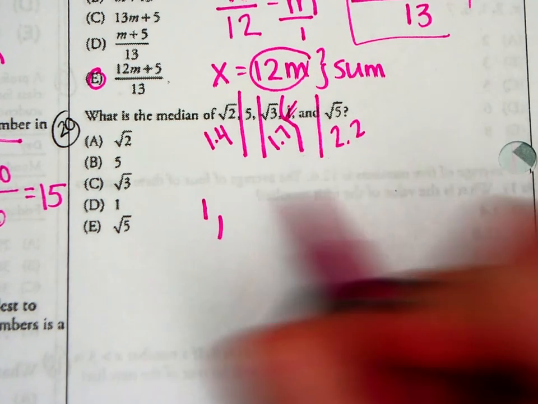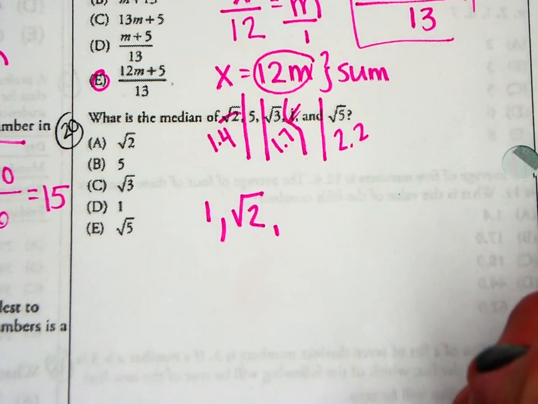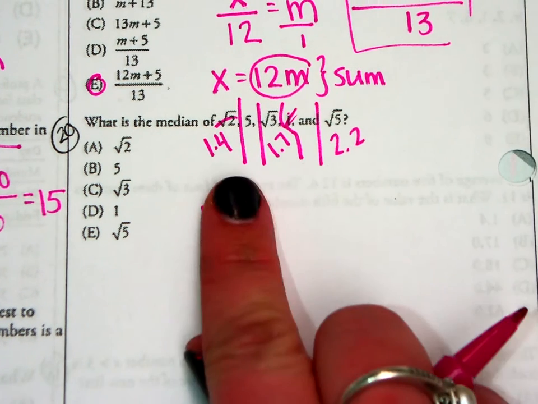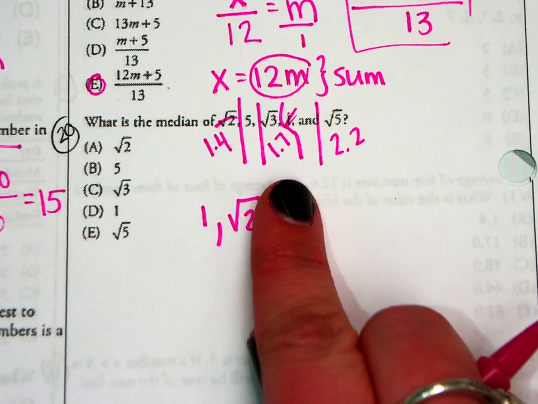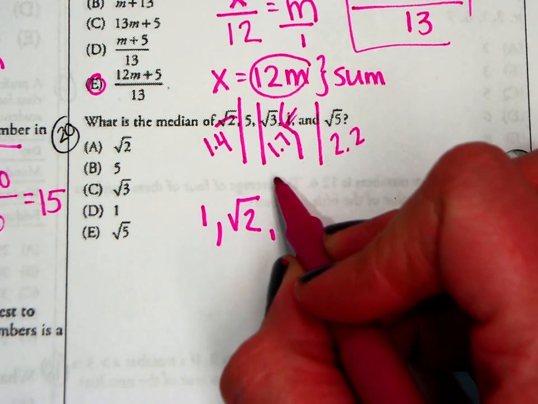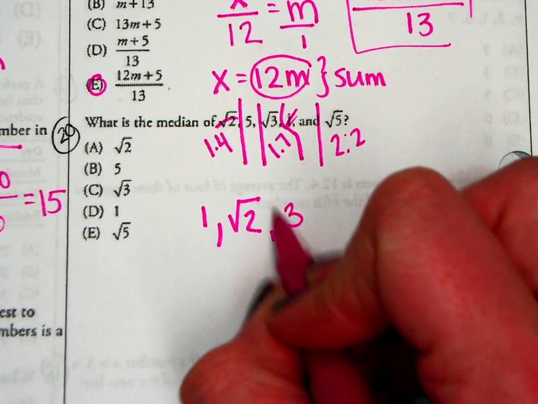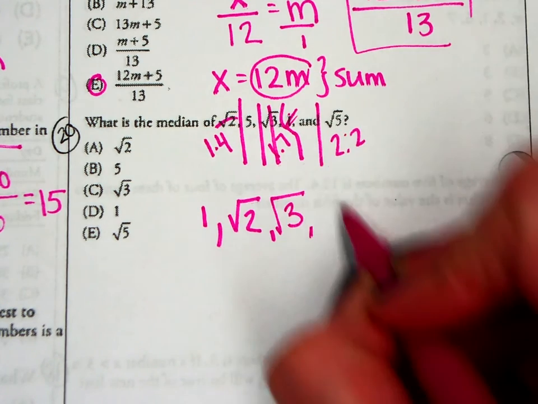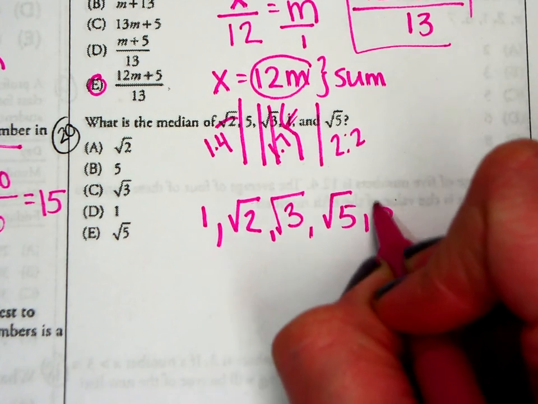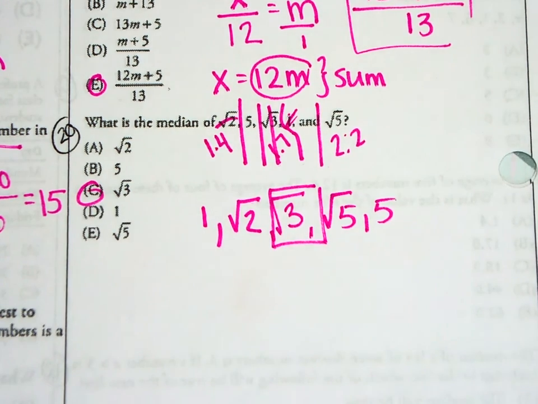So 1 goes first. Up from 1 gives me square root of 2. Remember, we need to put the original form. We changed these to decimals to help us personally, but the answer choices, they're not decimals. Next number is, we got 5, square root of 3, and square root of 5. So square root of 3 is next. Then we have the square root of 5, and then we have a 5. So square root of 3 is located in the center, so that is your median.